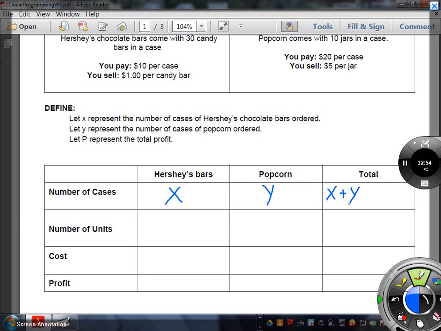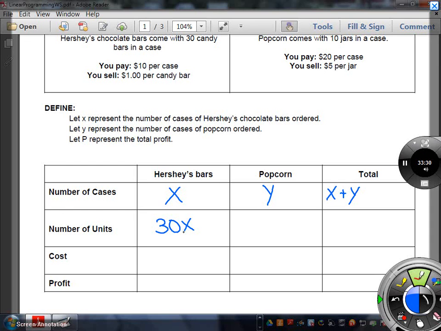Okay, so this table is just kind of organizing the thought process, but you have to know how it works to help it organize your thoughts. The number of units is different than the number of cases, because when you order a case of Hershey's bar, how many units do you get? 30. So if we're only working with X and Y variables, the total number of bars that you order will be represented by what? 30X, 30 times however many cases you order. You order one case, you get 30. You order two cases, you end up with 60 units.